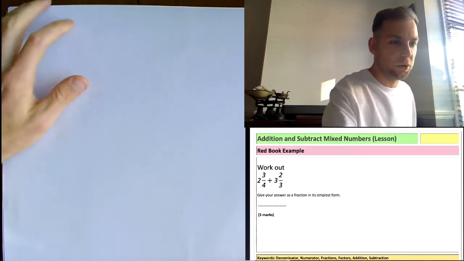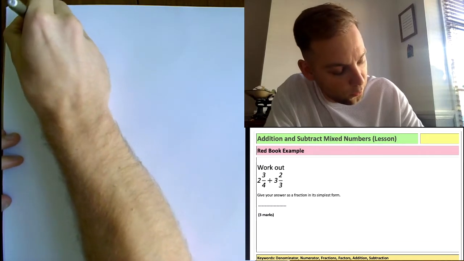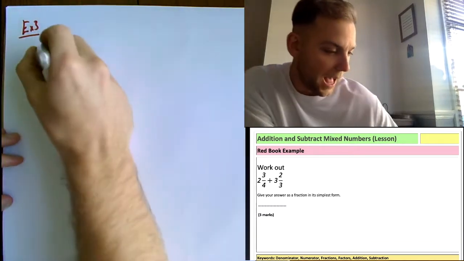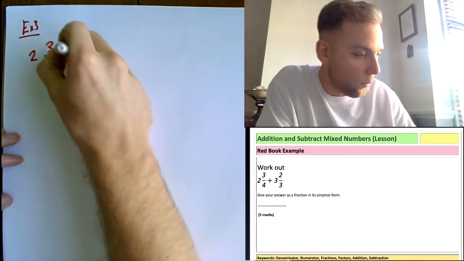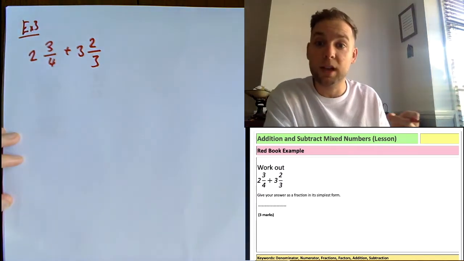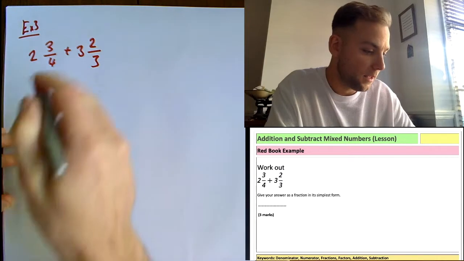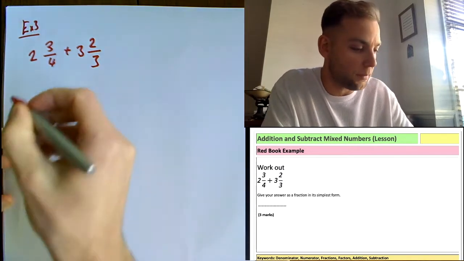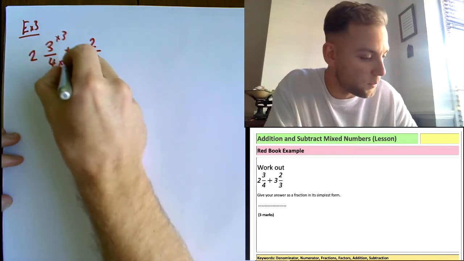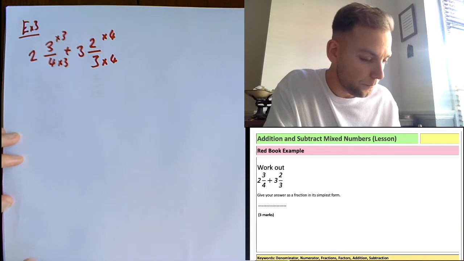Okay, so hopefully you've had a go at that. I'm just going to show you how to do it quite quickly. So this one here is example 3. It's probably worth getting this in your notes as well. So it's 2 and 3 over 4 plus 3 and 2 over 3. Notice this is 3 marks. This is exactly how it came up in the GCSE. So here we need to make sure our denominator is the same. So 4 and 3, so it's going to be 12. So times by 3, times by 3, times by 4, times by 4.